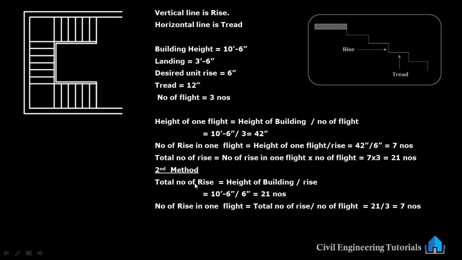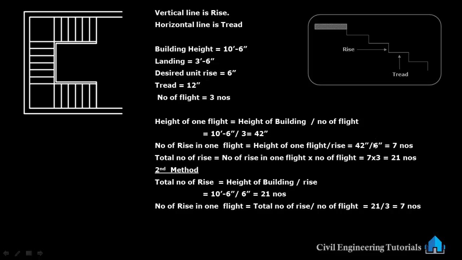So next, total number of rise in one flight. So that is total number of rise divided by number of flight. So total here number of rise in one flight, height of one flight divided by rise we have done. But here we don't know height of one flight. So number of rise is total number of rise, that is 21 numbers we have calculated, divided by number of flight 3 numbers, that is 7 numbers. We got 7 numbers. Now we will calculate height of one flight.